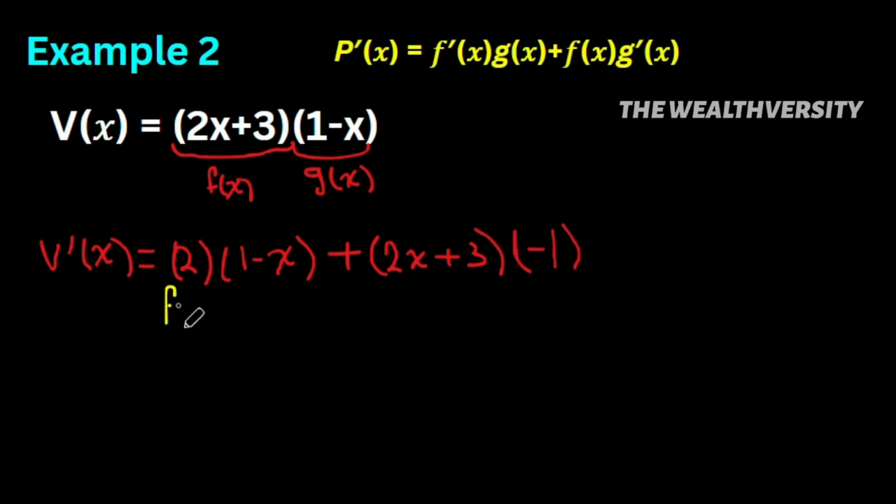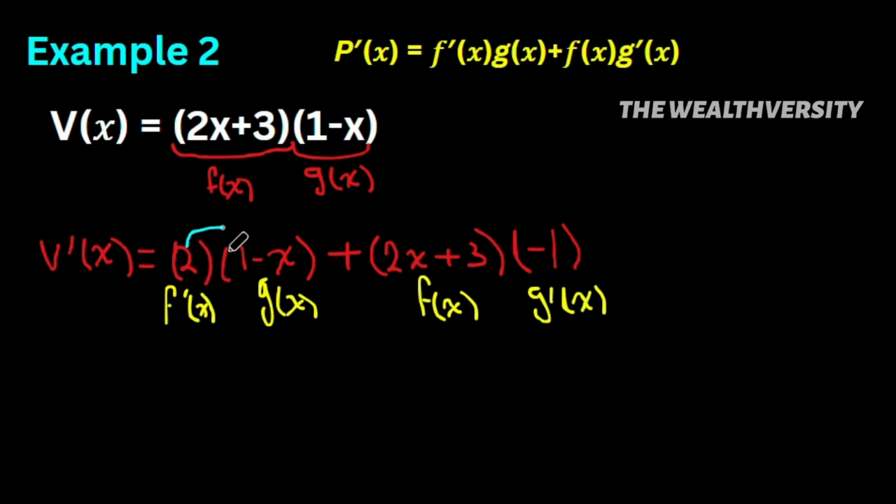2 is the derivative of 2x plus 3, so it's f prime of x. 1 minus x is g of x, so it stays the same. 2x plus 3 is f of x, so it stays the same. And negative 1 is the derivative of 1 minus x, so it's g prime of x.